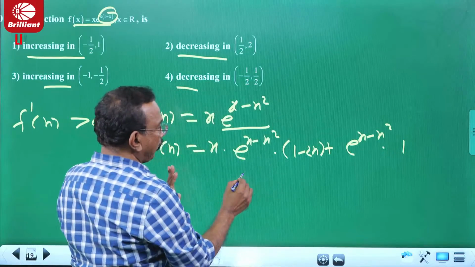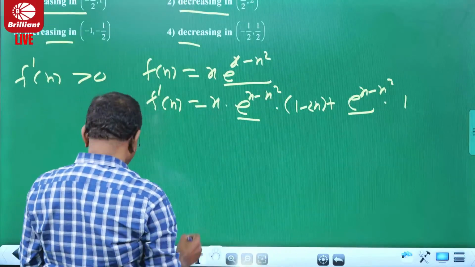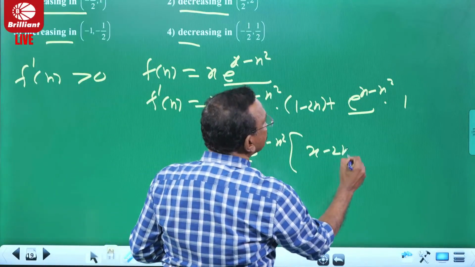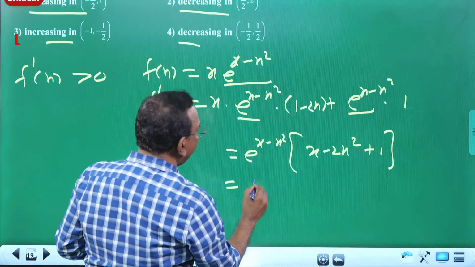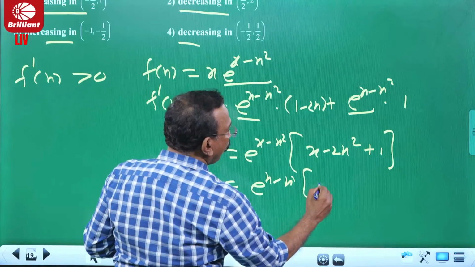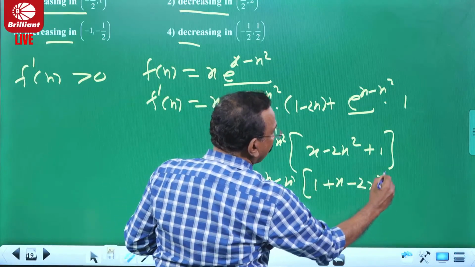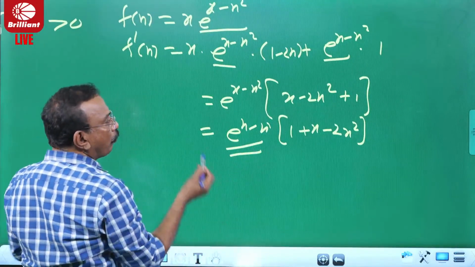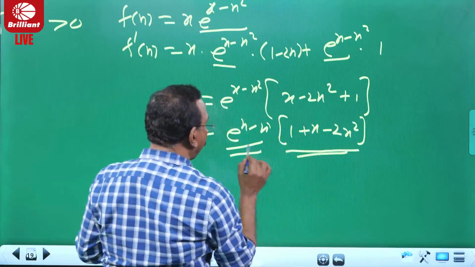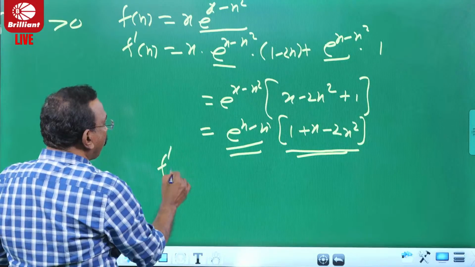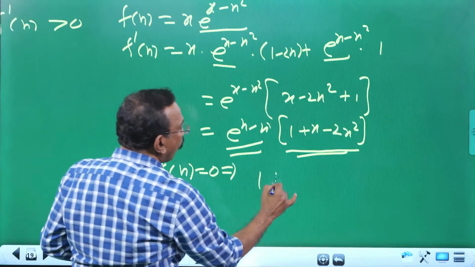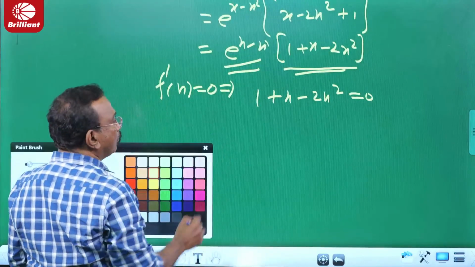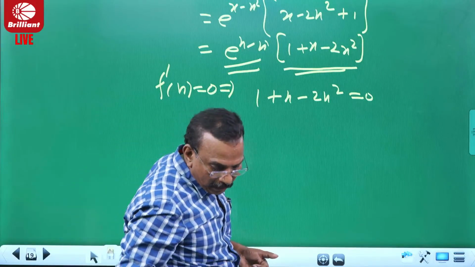This is our second aspect. Now we can take this out, which never becomes 0. So it will become e raised to x minus x square into x minus 2x square plus 1. So this will be e raised to x minus x square into 1 plus x minus 2x square. This is the concept of that expression. So you can see this is always positive. So for increasing, this also must be positive. So we can put it to 0. First of all, finding the critical points by putting f dash x equal to 0 implies that 1 plus x minus 2x square is equal to 0. So we can solve for the two values there. That's actually 1 and minus 1, as we can observe.